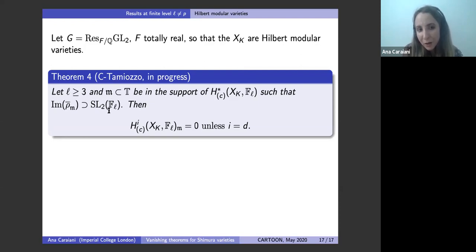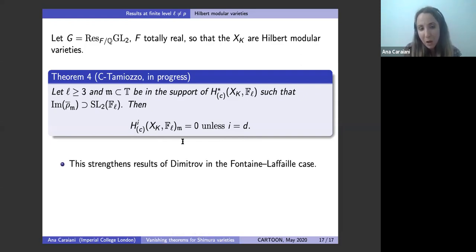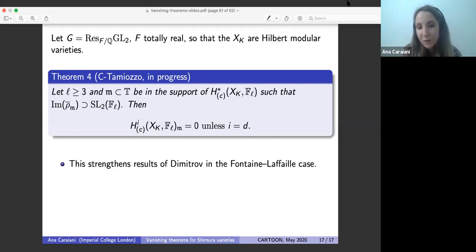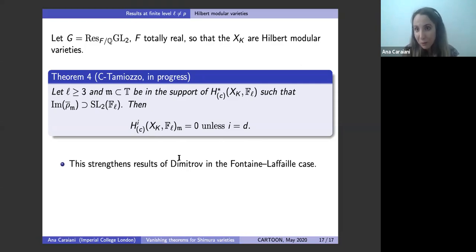And instead of genericity, you can impose this kind of large image assumption, which will guarantee that you can find an auxiliary prime P that does have the genericity property that you expect. And then you can show this kind of vanishing result: that either usual or compactly supported cohomology, after localization at M, has to only be supported in degree D. In this case of Hilbert modular varieties, there are older results of Dimitrov that cover the Fontaine-Laffaille case, but of course this also works when L ramifies in F and outside the Fontaine-Laffaille range.